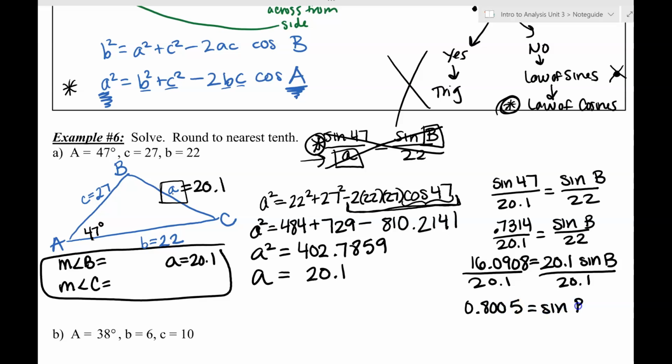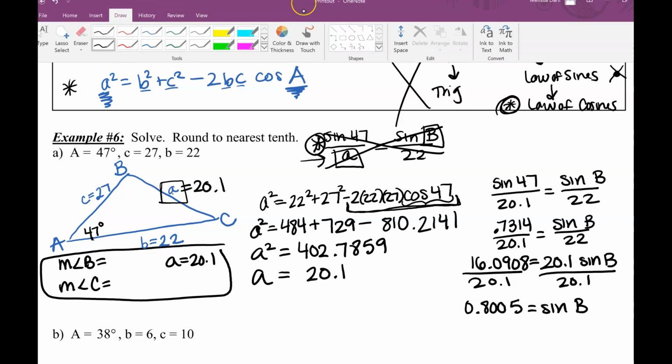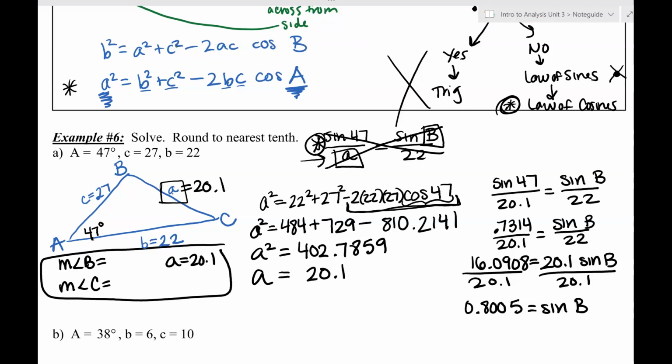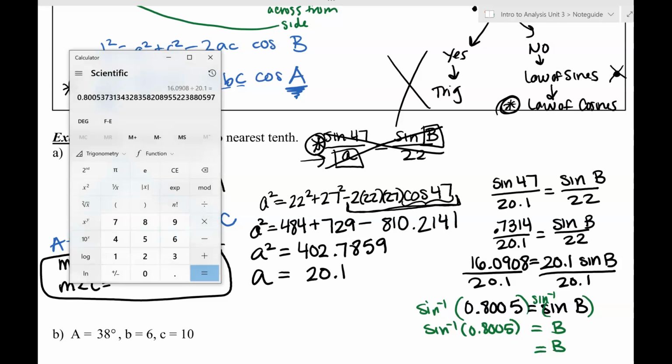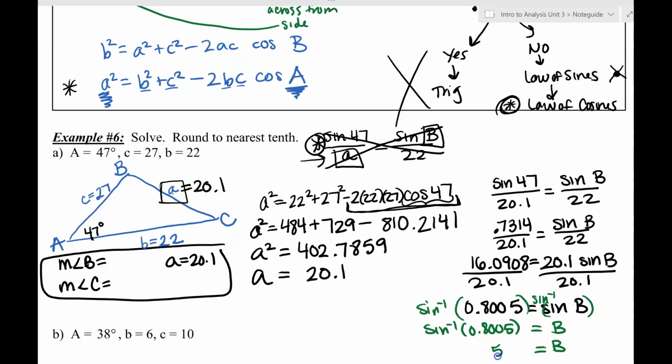equals sine of B. And remember how we solve for an angle every time we get to this point. We need to take the inverse sine of both sides of this equation, and that will give us that angle B is equal to this calculation that we need to do in our calculator with the inverse. So angle B is equal to 0.8005, the inverse sine of that, which is 53.2. That's a capital letter, that's degrees in this triangle.